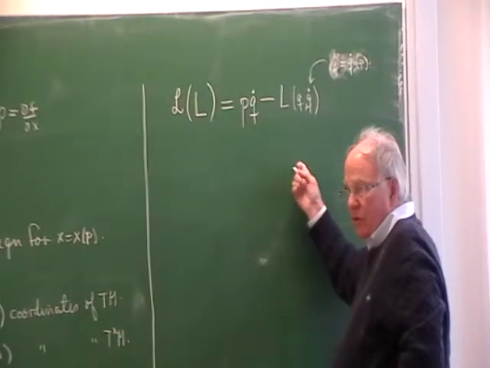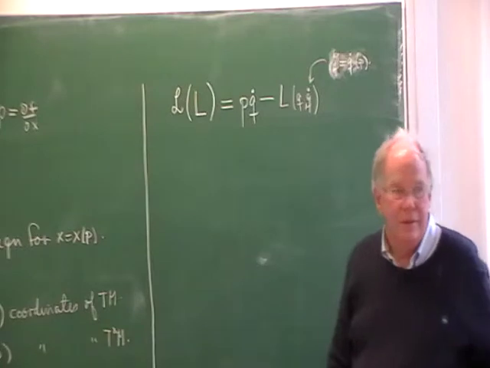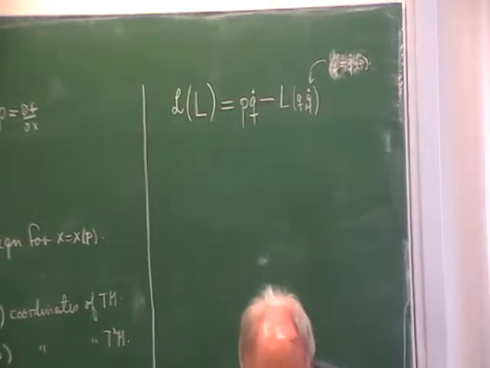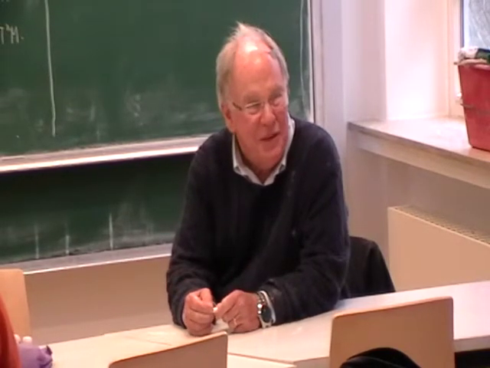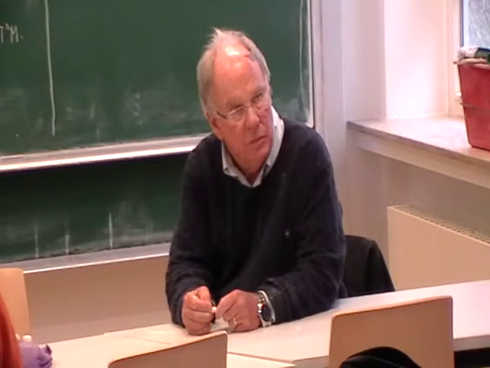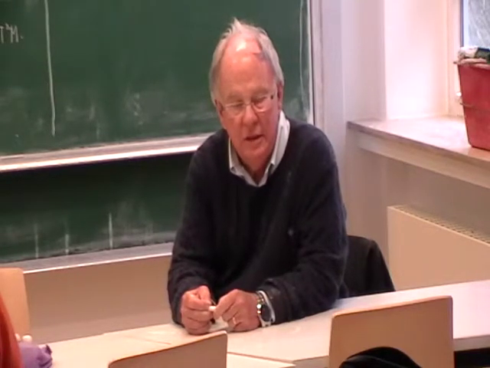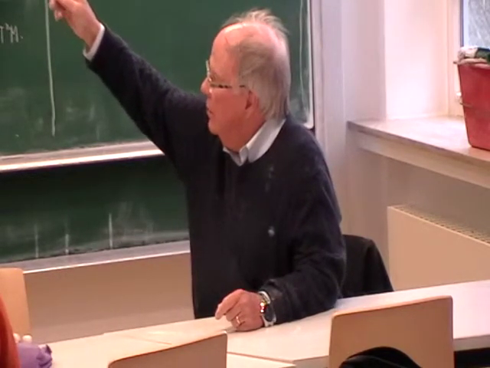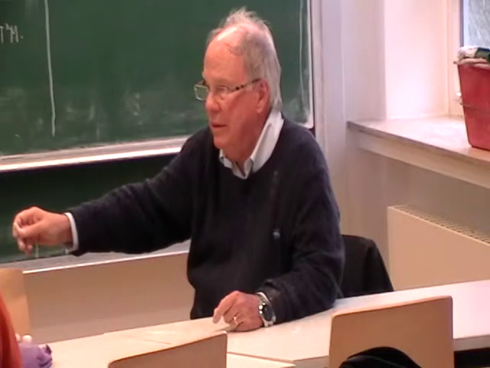Right, because I want this to be a function of P on the side. So what is P times Q point? Let's review this. I'm making a Legendre transformation fiber-wise, changing the function Q on the fiber, Q point, to the momentum function P. This is the map.